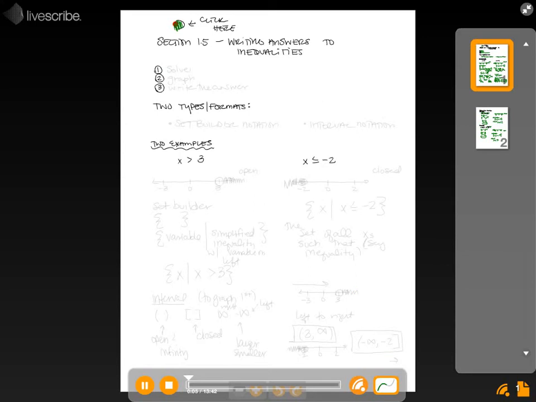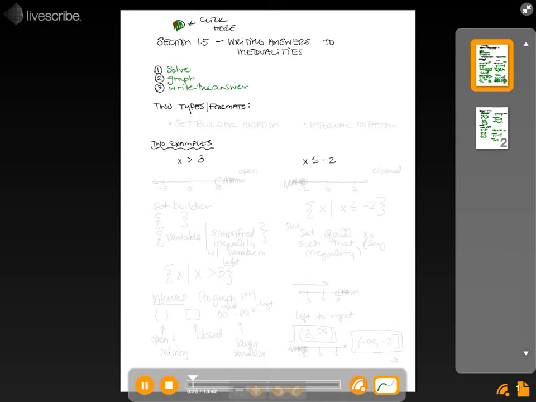Alright, this is the last video for section 1.5, and it's on writing answers to inequalities. There are three parts when you're doing an inequality, three things that I want you to do. And the first one, which we looked at in the last video, is to solve it. Second one is to graph it. And then the last one is to write the answer.